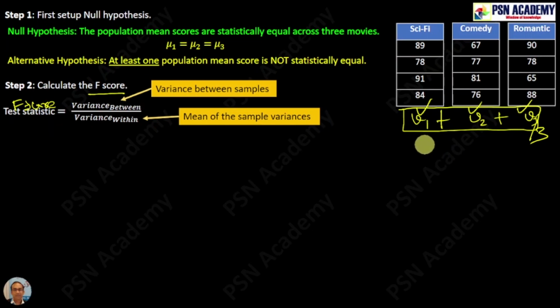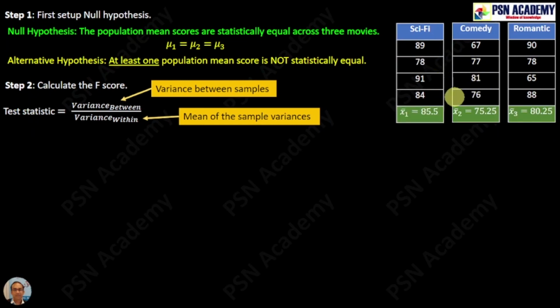So for that, you need the mean of each sample, right? So to find out V1, you need the mean of the sci-fi movies. For V2, you need the mean of the comedy movies, right? So here we go with the means. This x1 bar is 85.5. The next one is x2 bar, that is 75.25, and x3 bar is 80.25. So you have got the means of these three samples separately, right?